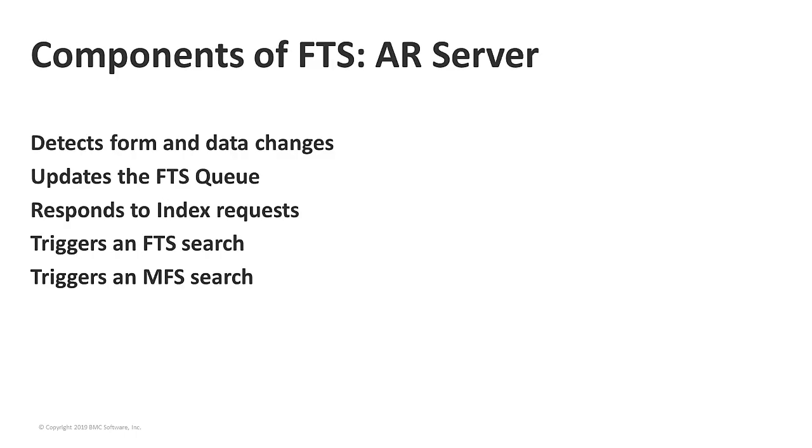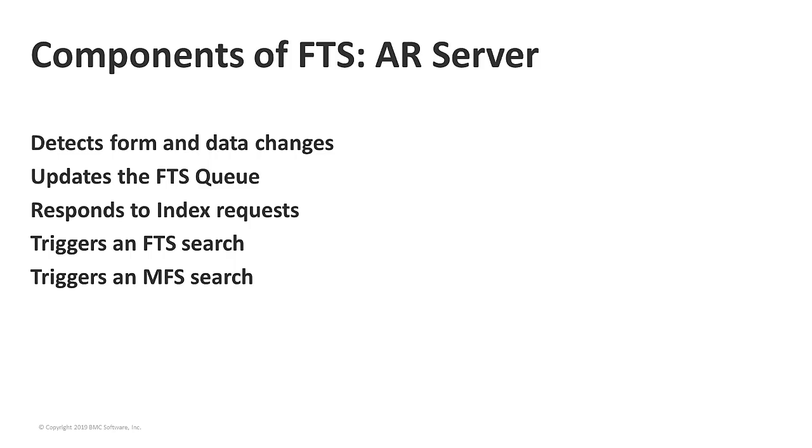AR Server is responsible for detecting form and data changes that need to be reflected in the FTS database. AR Server updates the FTS queue with appropriate data and responds to the indexing requests. The indexing mechanism is based on an asynchronous queue, which is based on an internal system table in the database during the originating transaction. The originating transaction typically involves a create entry, a set entry, a merge entry, or a delete entry operation on a form where a field indexed for FTS or full-text search exists. The internal system table is also known as the FT pending table. So AR Server responds to indexing requests.